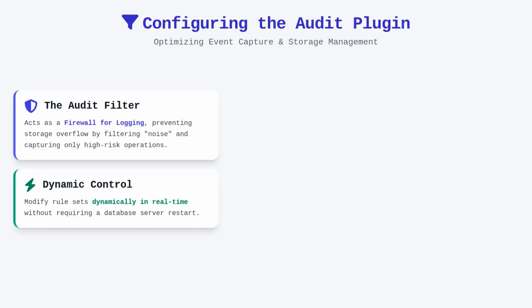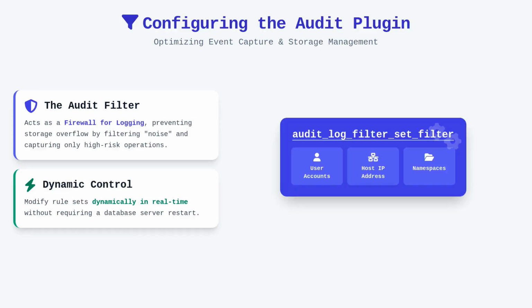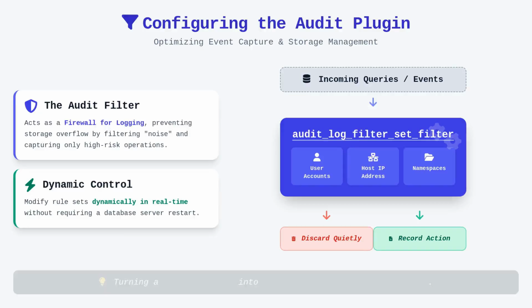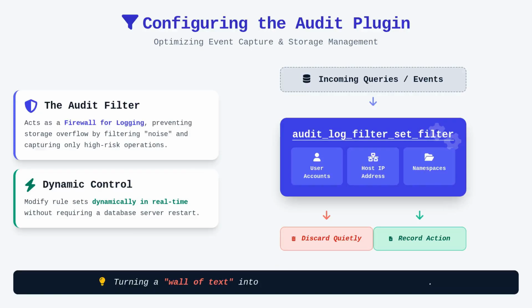The system operates on rule sets, and you can modify these rules dynamically without needing to restart the database server, which provides the flexibility required for production hardening. A critical function in this workflow is Audit filter, which serves as the primary API for installing and managing these filtering policies. When you deploy these filters, the audit subsystem evaluates incoming events against your criteria to decide whether to record the action or discard it quietly. This capability is the difference between a useful log file and a useless wall of text that is impossible to index or analyze efficiently.